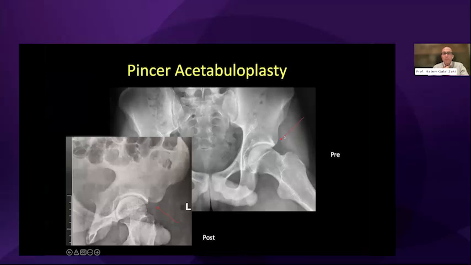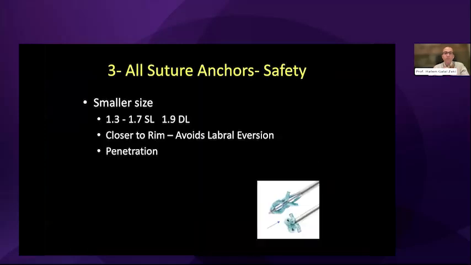This is an example of a pincer subspinous impingement, which, as I said, abuts on the labrum. You can see in the upper image the preoperative view, and in the lower image that we've decompressed the subspinous area that had been compressing the labrum, and this allows the labrum to recede backwards.